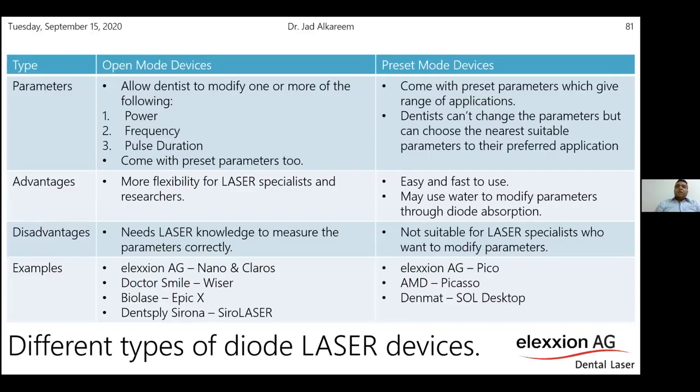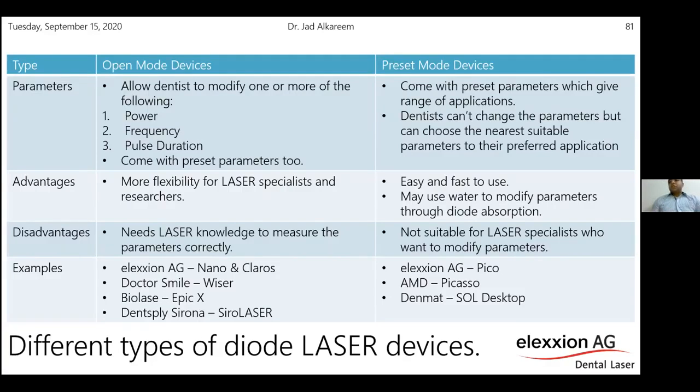For the open mode devices, the dentist should know how to measure the parameters correctly. He should know the laser physics and also the tissue interaction with the laser in order not to cause any damage to the patient. Because if he simply doesn't know how much power, how much frequency, how much is the pulse duration, he is going to cause some damage to the patient.